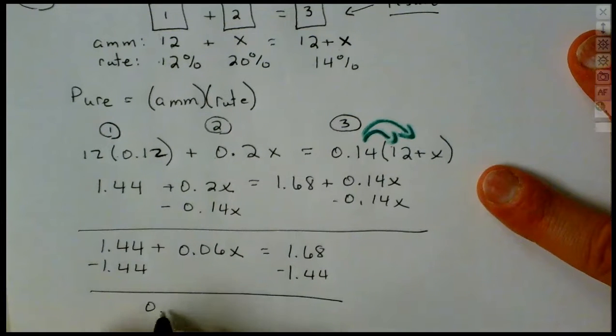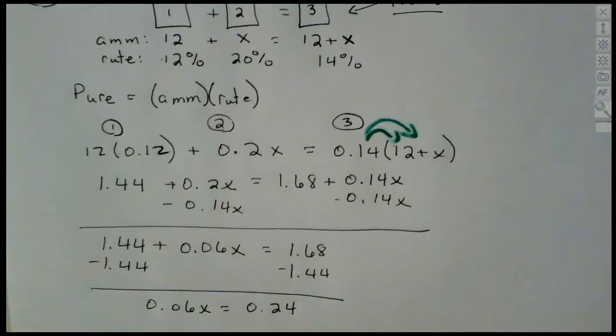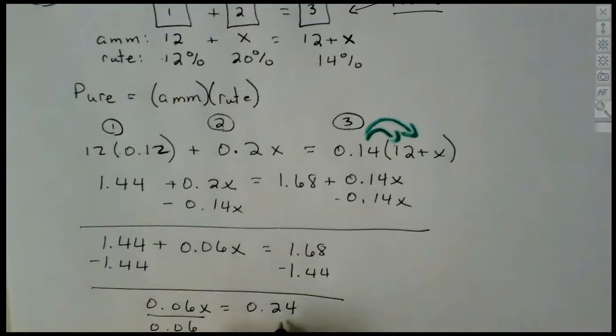We are left with 0.06x, and using our calculator here, we have 1.68 minus 1.44. That is 0.24. Divide by 0.06. And that leaves us with x equaling, when we divide out, I think, 4. Yep, that's going to come out to be 4.